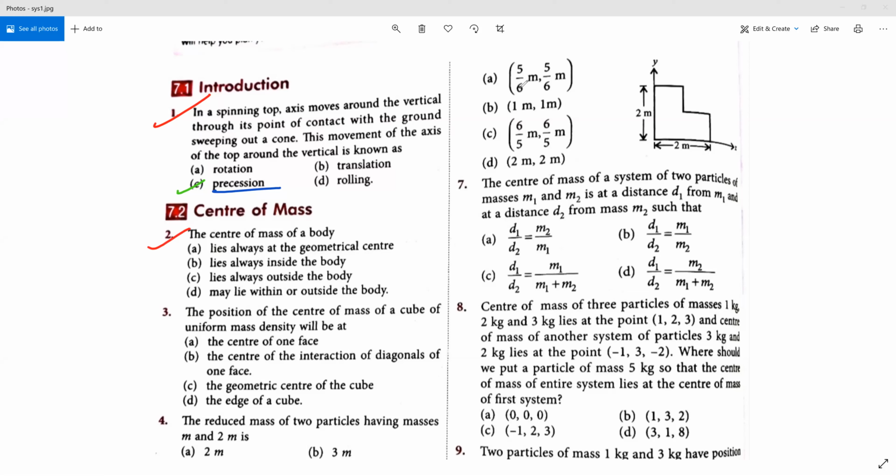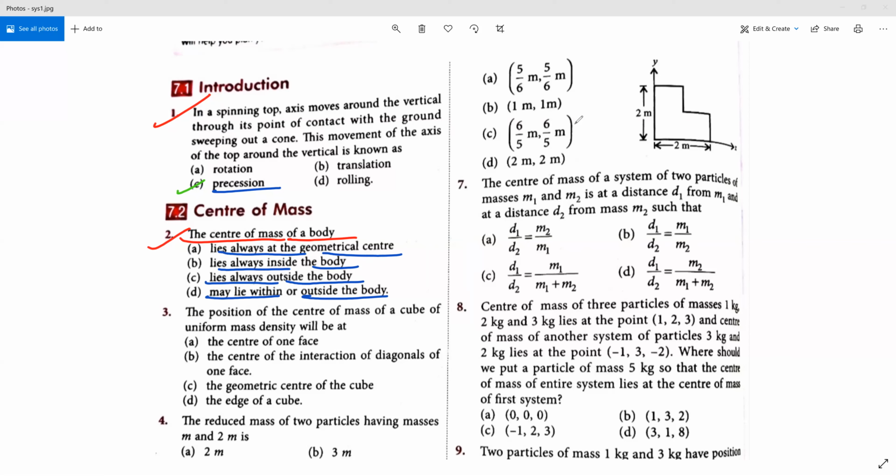What they ask: the center of mass of the body. The first option they have given is that it lies always at the geometric center. The second option is that it lies always inside the body. The third option is that it lies always outside the body. And the fourth option is that it may lie within or outside the body. So the question they ask is where the center of mass of the body lies.